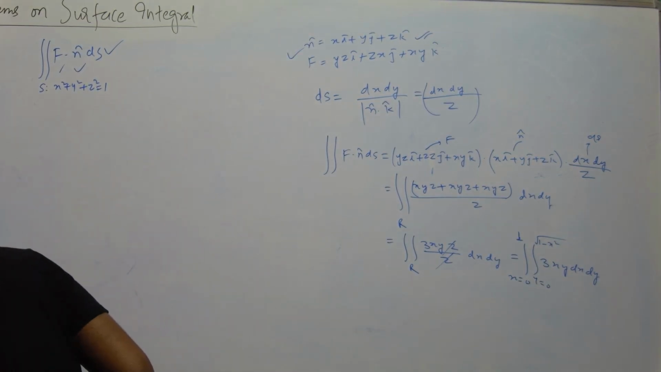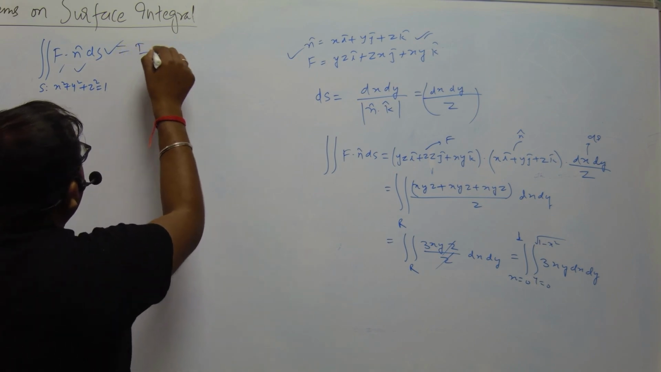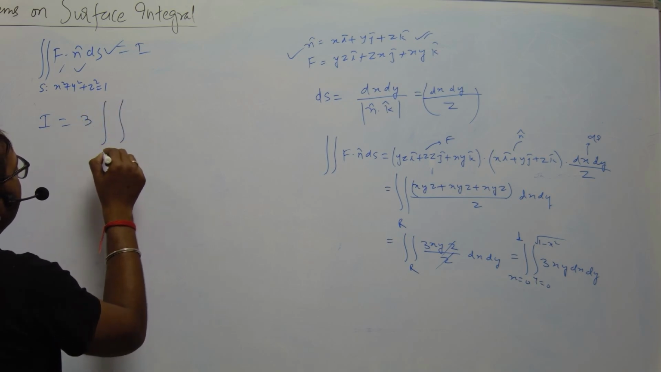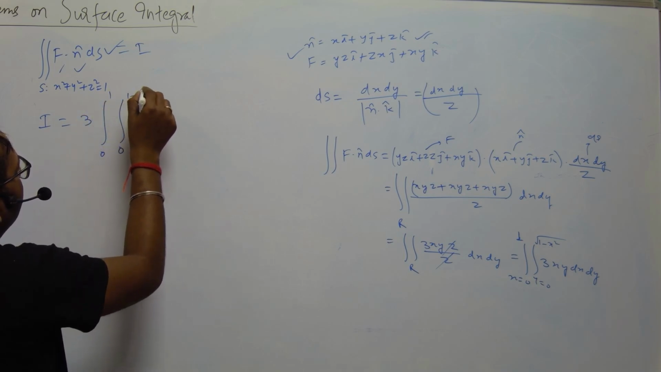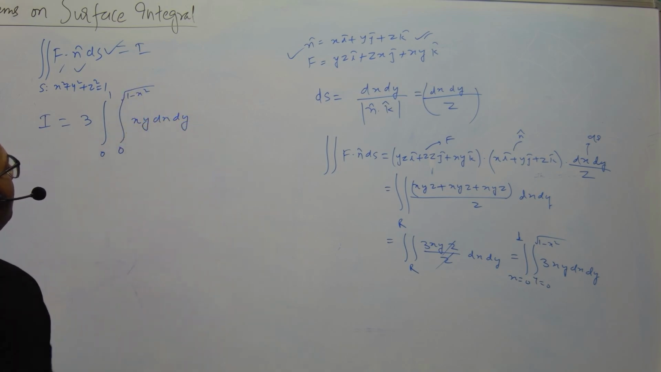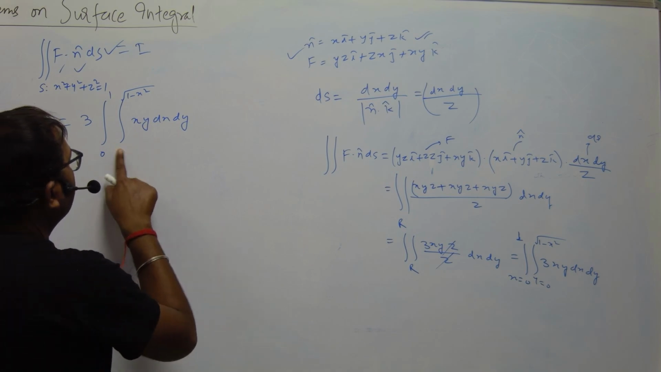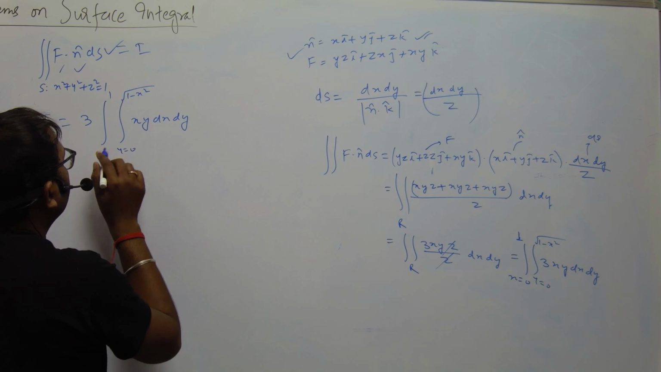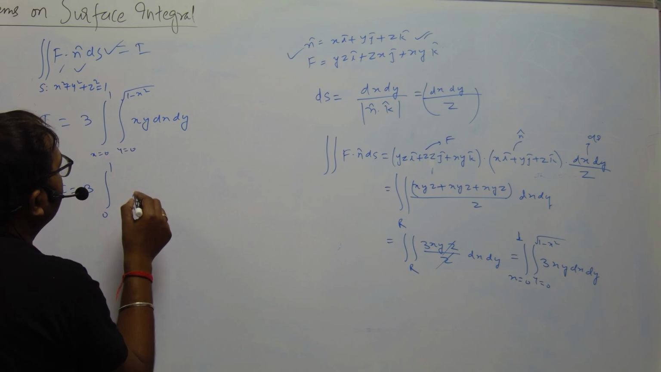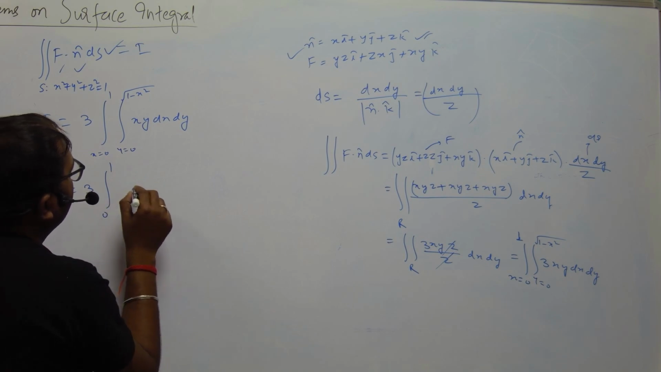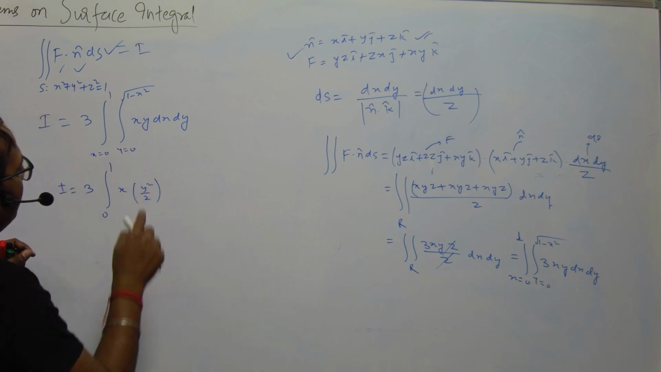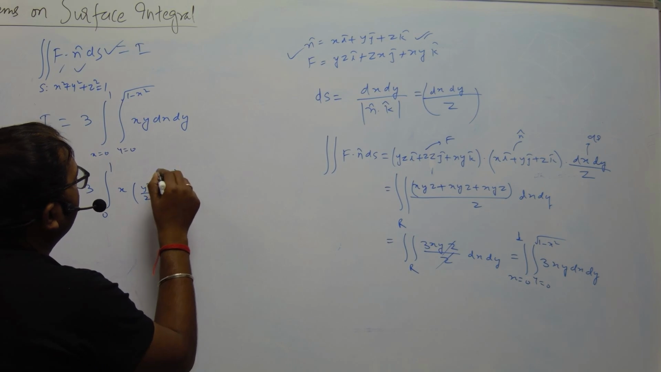Let us take this value as I. So we have the value of I is equal to 3 times the double integral, 0 to 1, 0 to square root of 1 minus x square, of x dy dx. Let us first integrate with respect to y. We get I is equal to 3 times the integral from 0 to 1 of y square by 2, y from 0 to square root of 1 minus x square.